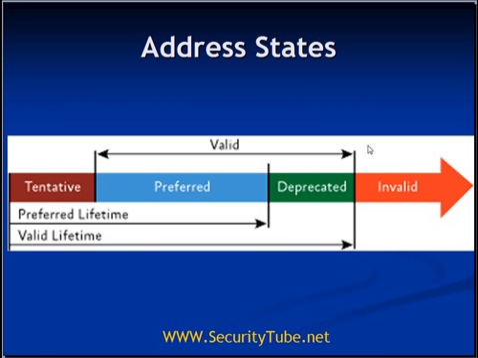The last possible address state is the invalid address state. The address for which a node can no longer send or receive unicast traffic is an invalid address. An address enters the invalid state after the expiry of valid time.